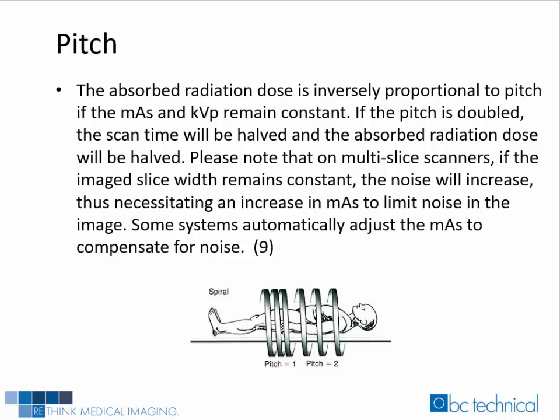The pitch is the speed at which the table is moving through the gantry. The absorbed radiation dose is inversely proportional to the pitch if the mAs and kVp remain constant. If the pitch is doubled, the scan time will be halved, and the absorbed radiation dose will be halved as well. On multi-slice scanners, if the imaged slice width remains constant, the noise will increase, thus necessitating an increase in mAs to limit noise in the image. Some systems automatically adjust the mAs to compensate for noise.